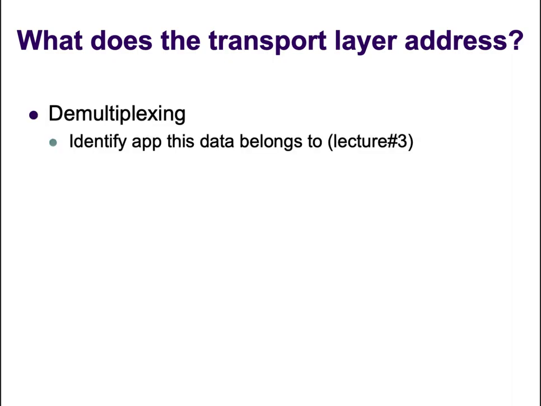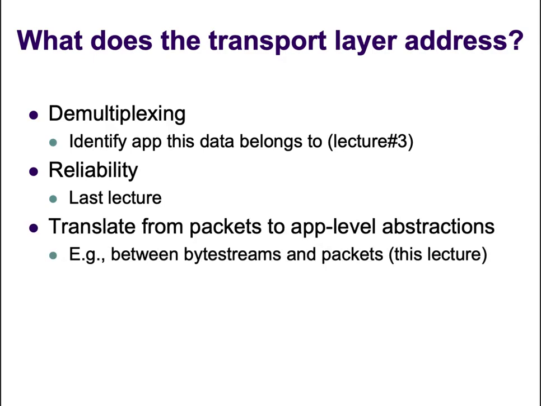Demultiplexing. We always have this as we go up the stack. When you receive some data from the other endpoint, you have to know which application the data goes to. That's the demultiplexing role. We touched on this with the idea of ports in lecture number 3. Reliability, that was our last lecture, and we'll revisit some of it again. Translating from packets to application level abstractions. We said applications don't want to think in terms of packets and IP headers and all of that. So we think about what abstractions an application wants, and translating between packets and that is the job of the transport layer.